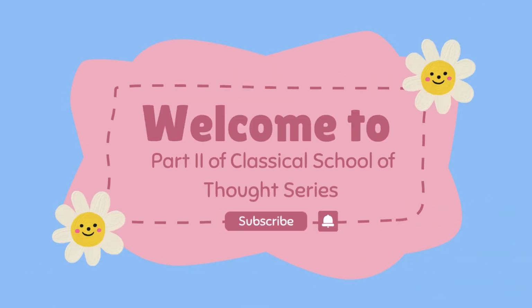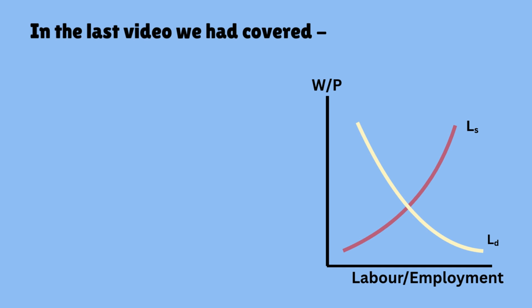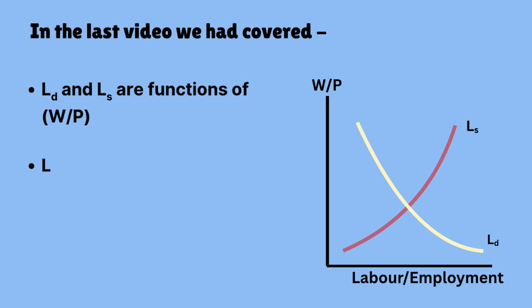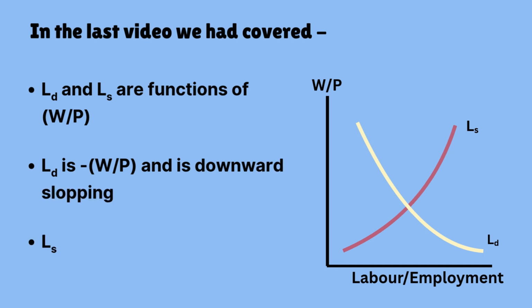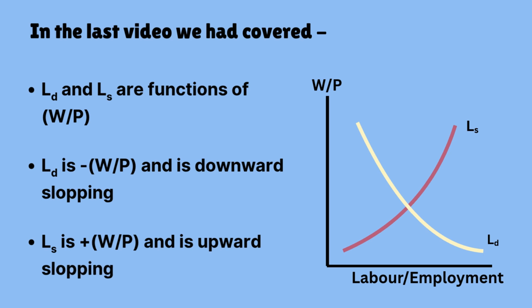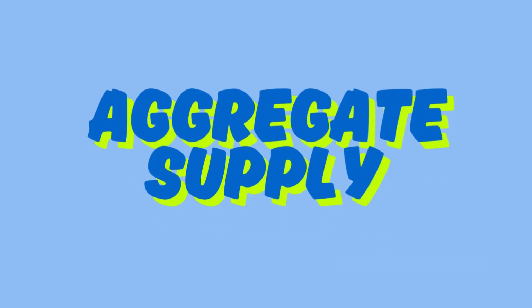This is part 2 of the Classical School of Thought series. In the last video, we had looked at labor supply and labor demand according to the classicals. Both the labor supply and labor demand were functions of real wages. Labor demand was negatively related to real wage and was downward sloping. Labor supply was positively related to the real wage and was upward sloping. We can use this information to see what the aggregate supply looks like. So let's get into it.